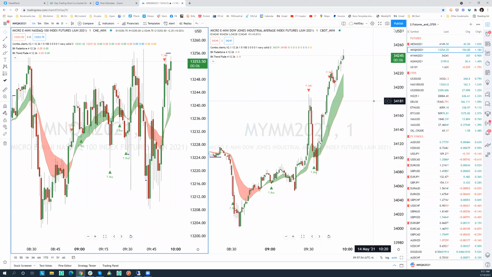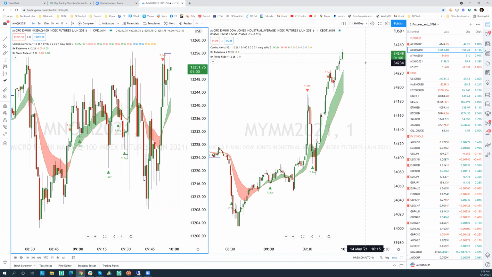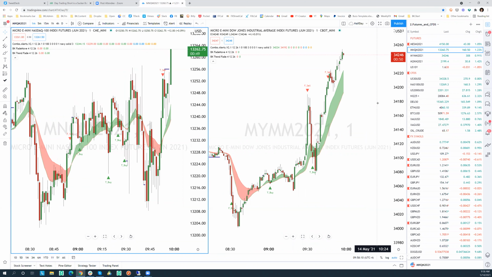Because I kind of think that the regime could change a little bit. Let's see if I'm right. We have to be very patient, obviously, to get a fade sell signal. We have 1, 2, 3. I need one more burst to the upside for the fade signal to appear.